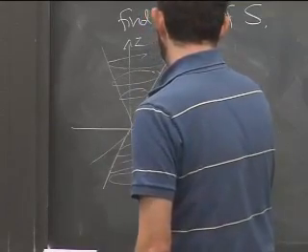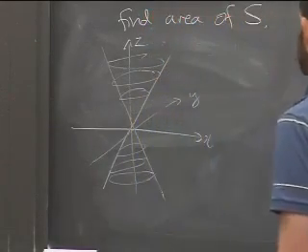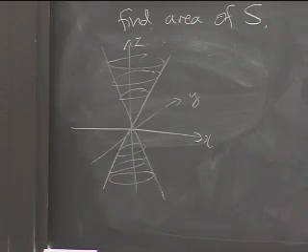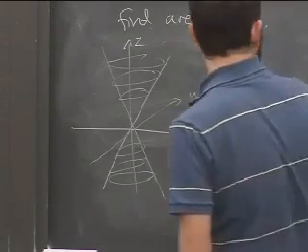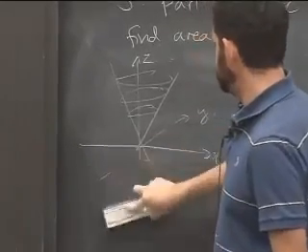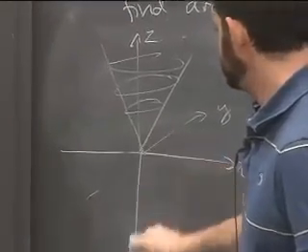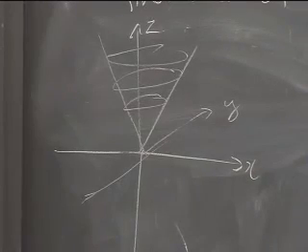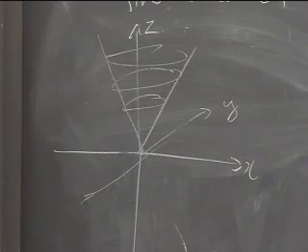Better draw in a y-axis. Okay, so that's the whole cone. Now we only need z greater than 0, so actually we don't really need this bottom part. However, we only need the part lying inside this.